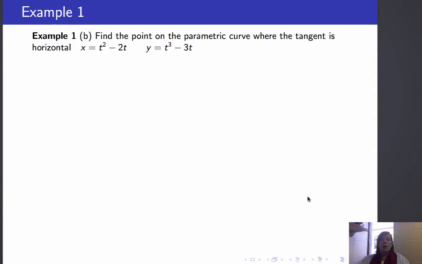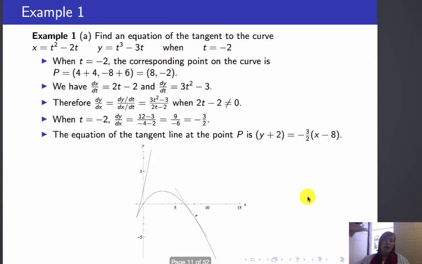Well, suppose I want to find the point on the parametric curve where the tangent is horizontal. And we can actually see this from the graph here.